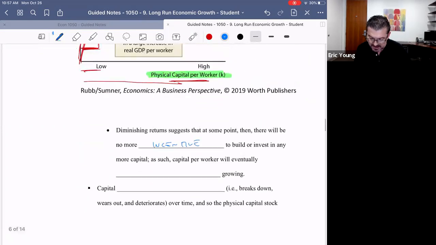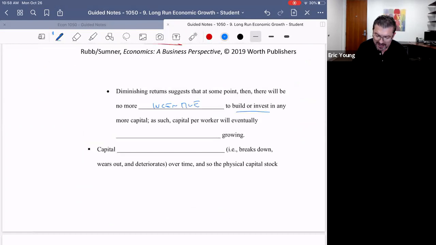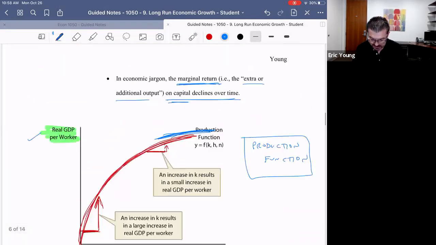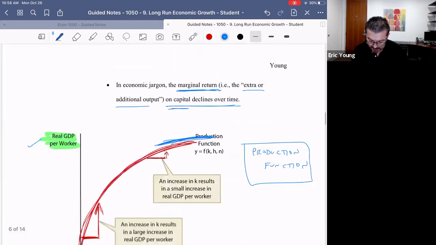So there's less incentive to build or invest in any more capital. And as a result, we believe in economic growth theory that eventually capital per worker will stop growing. Okay, so that's one big caveat. Physical capital per worker, really important, but it's not going to solve all your problems because eventually the capital stock will stop growing. Okay, another caveat.